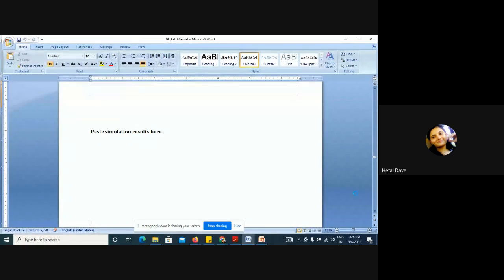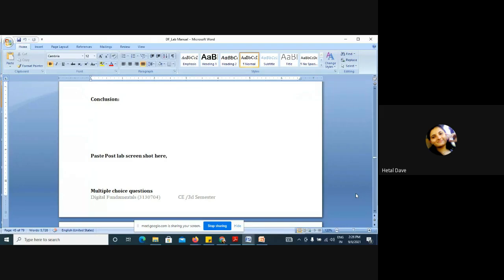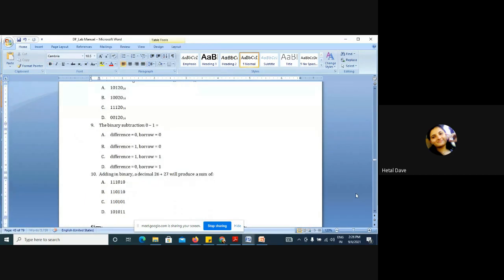Then the conclusion, and the pre-lab and post-lab questions will be taken from the virtual lab. I already explained. This screenshot should be pasted here. Some MCQs are given in the lab, only 10 MCQs. So in this way, you will complete your experiment 5. I have explained all these things up to your index, title 2, your lab manual preparation. Now, is there any doubt?